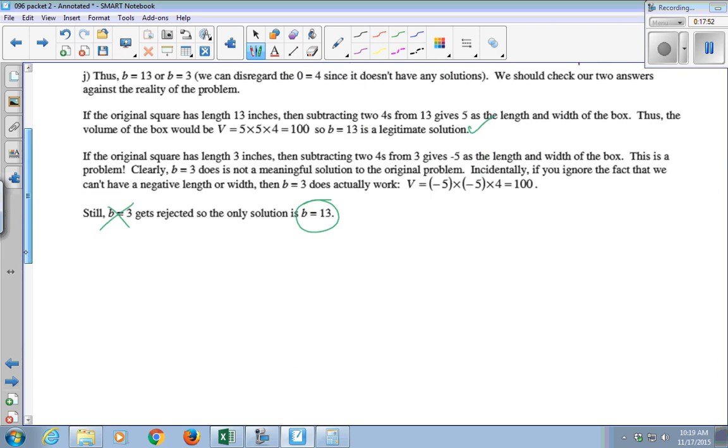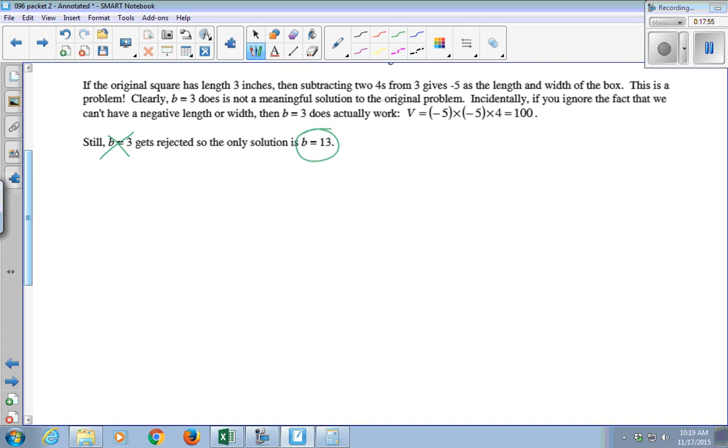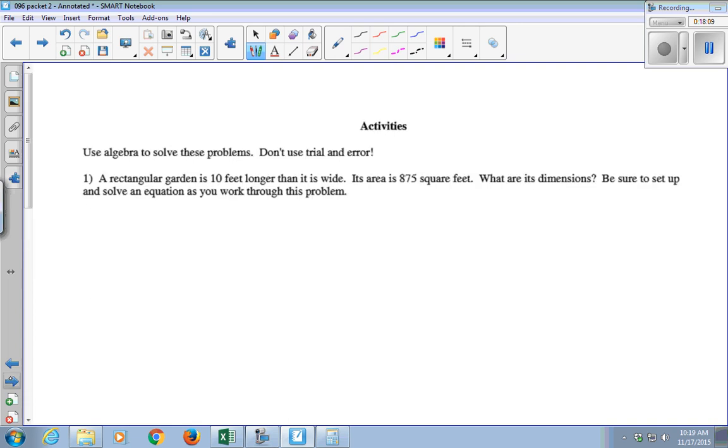All right, what do you think? Any questions? I know. Each problem's a little different, and you have to spend some time thinking about it. The most important thing is to define your variable. I'm going to let you try some.